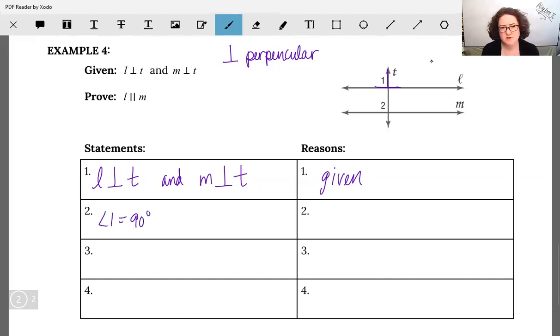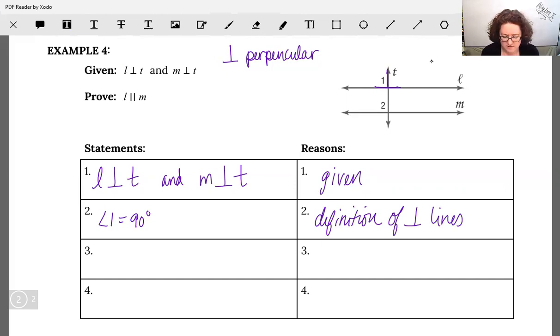And the reason I figured that out was because my lines were perpendicular, just from what I know about perpendicular lines. So if that's the case, well, hey, that's what we know, that's a definition. So we're going to say definition of perpendicular lines. But wait a second, can I do the same thing with angle 2?